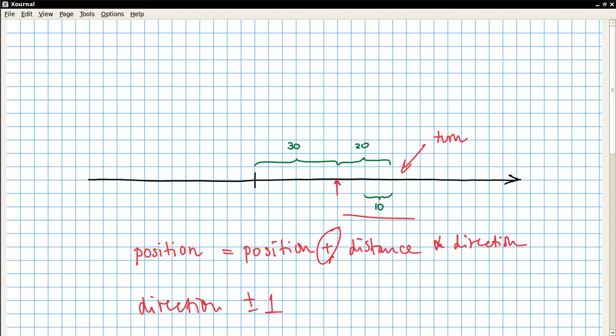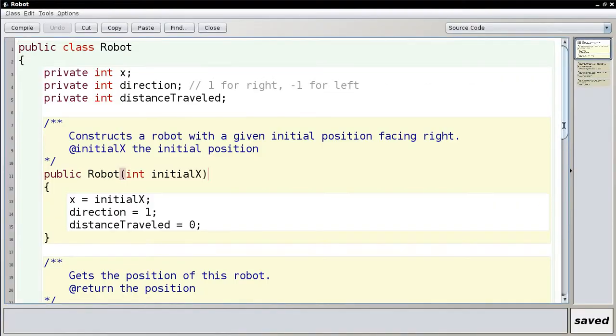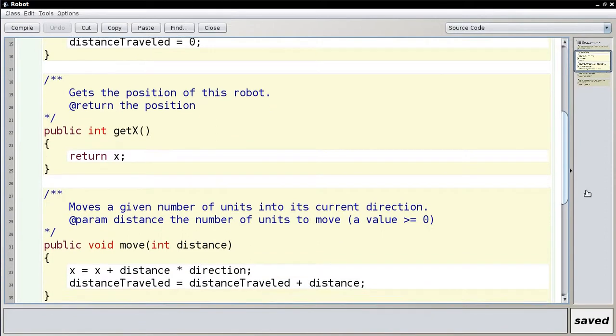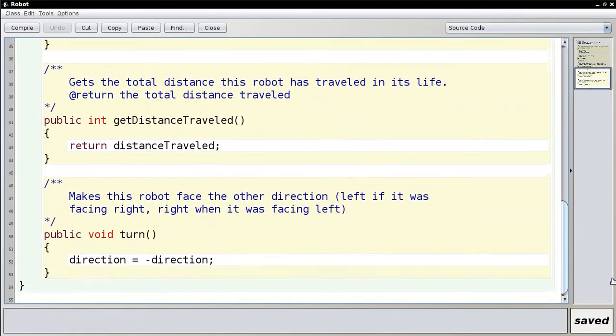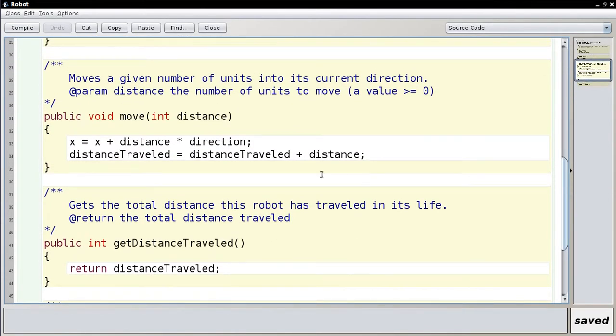How do we flip the direction? Well, when the robot turns, it either turns from going right to left or from going left to right. Either way, that multiplies the direction by minus 1. And that's what I have here in the turn method. I just say direction equals minus direction. You might say direction equals direction times minus 1. That's the same thing.